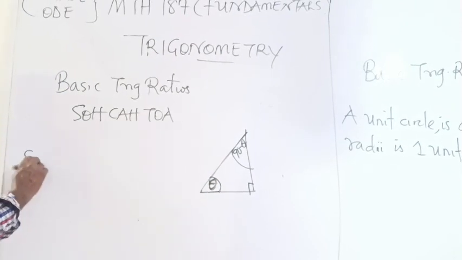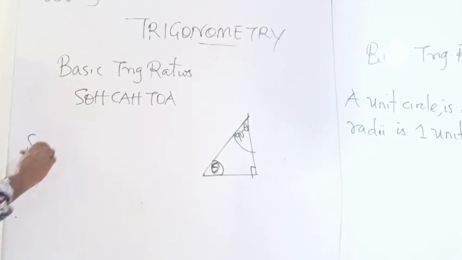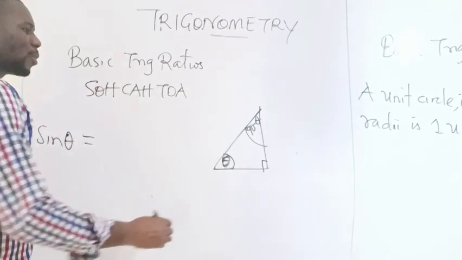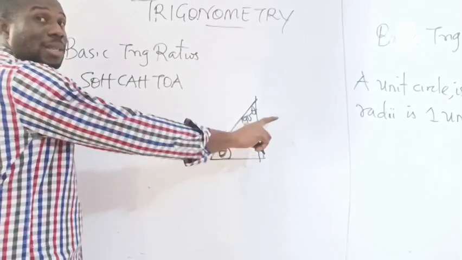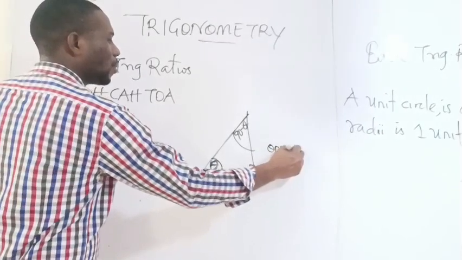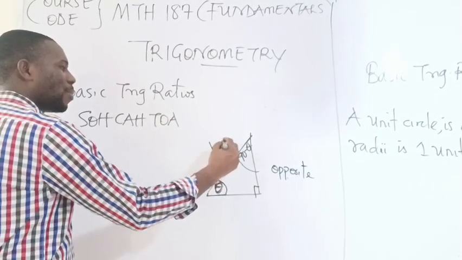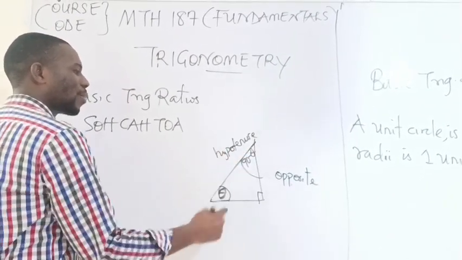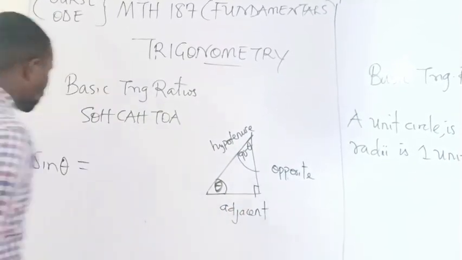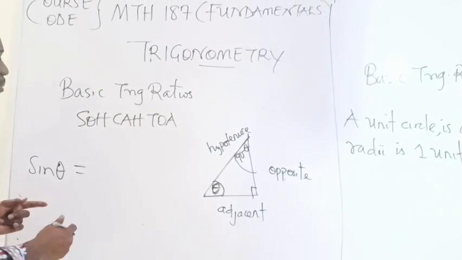So the sine, that's S, but we abbreviate that with sin of this acute angle, is simply the ratio of the opposite side. What's the opposite side? The opposite side is where the acute angle is facing. An acute angle is less than 90 degrees. And where the 90 degree angle is facing, that is the hypotenuse side. And of course, this is the adjacent side.